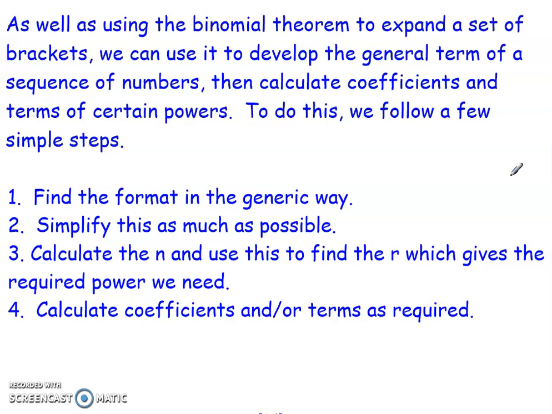We then want to use the n they give us, so they might give us the highest power, they might not, and we want to use this to find the r, which gives the required power we need, or we can use that to find the r which gives us the coefficient that we're going to be looking at. We then have to calculate these coefficients, or the terms, or the information in general that it wants us to, and then be able to manipulate and use these terms to answer further questions. As I said, maybe looking at the ratio of one term to another. So I'm going to show you a couple of examples of this.